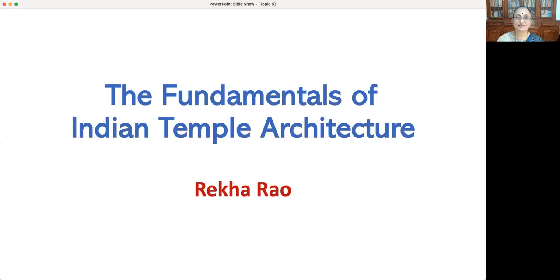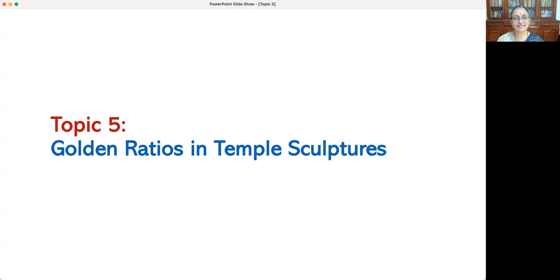Welcome to the course on the fundamentals of Indian temple architecture. This is topic 5 of an 8-part series. In this topic, we will discuss golden ratios in temple sculptures.